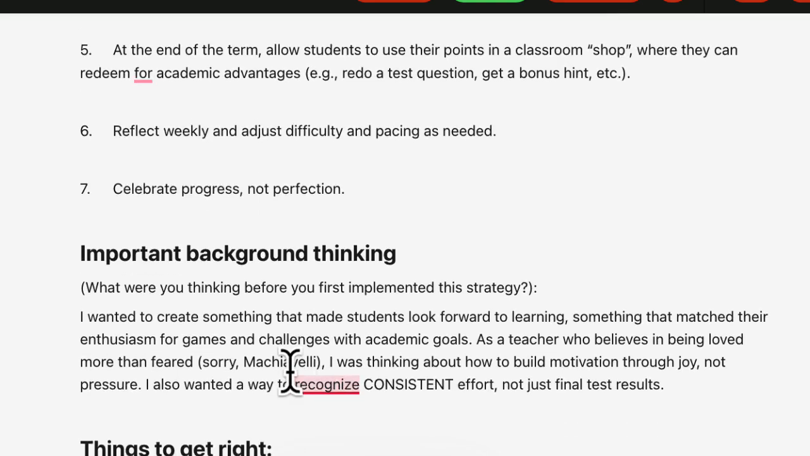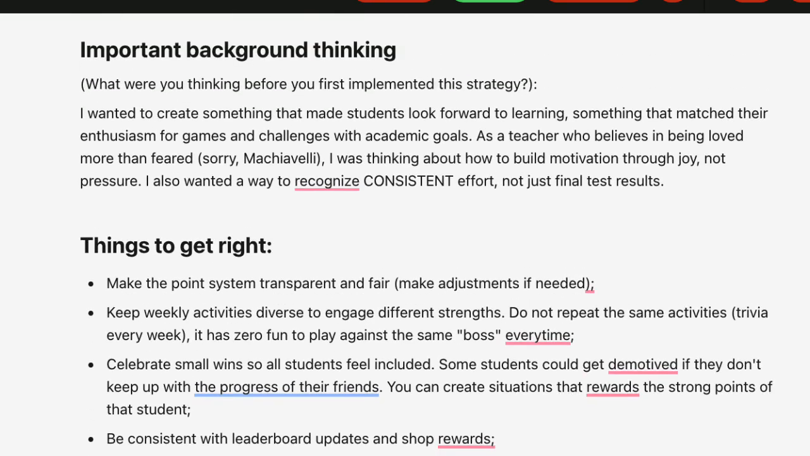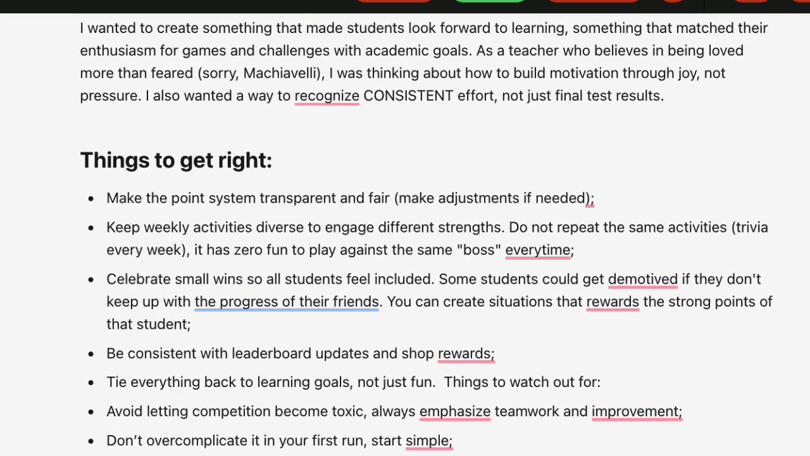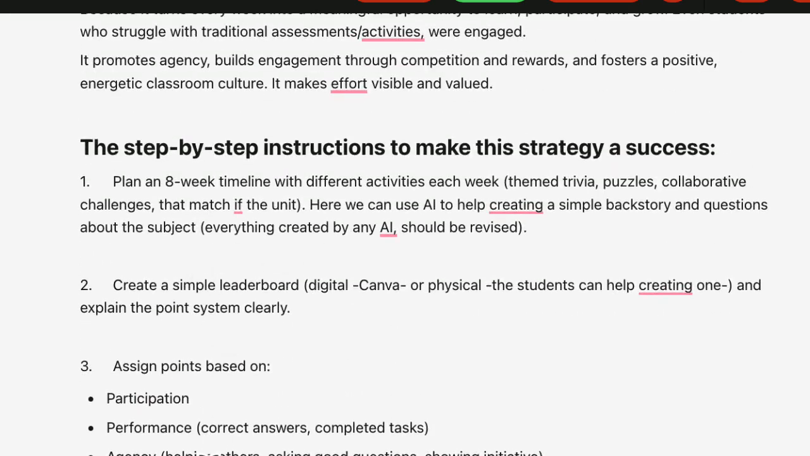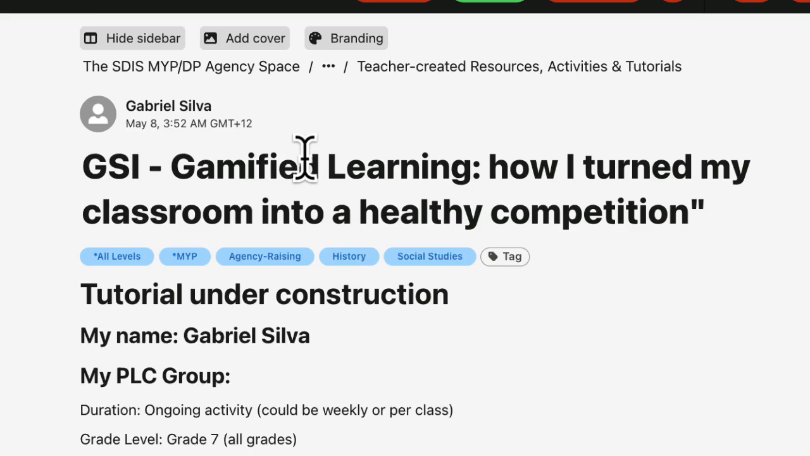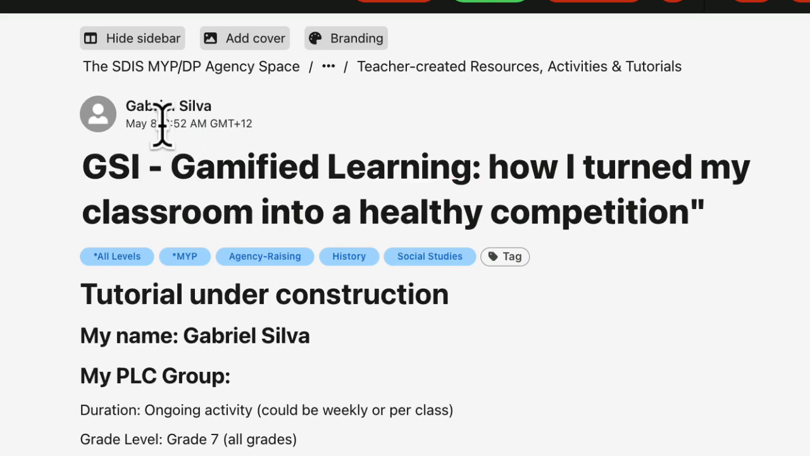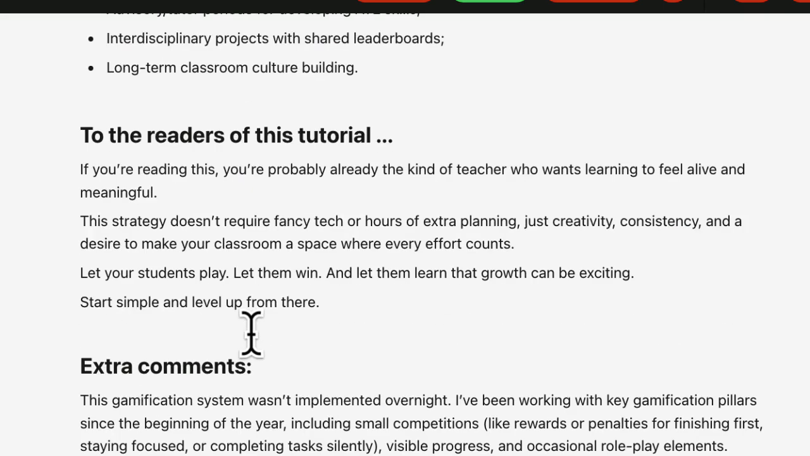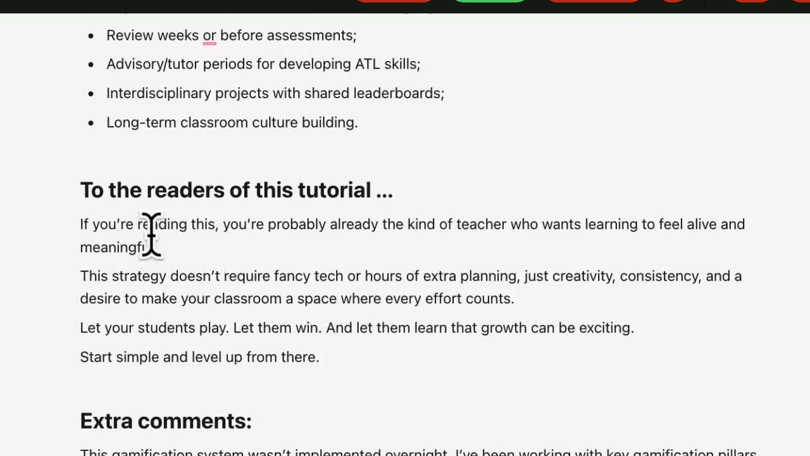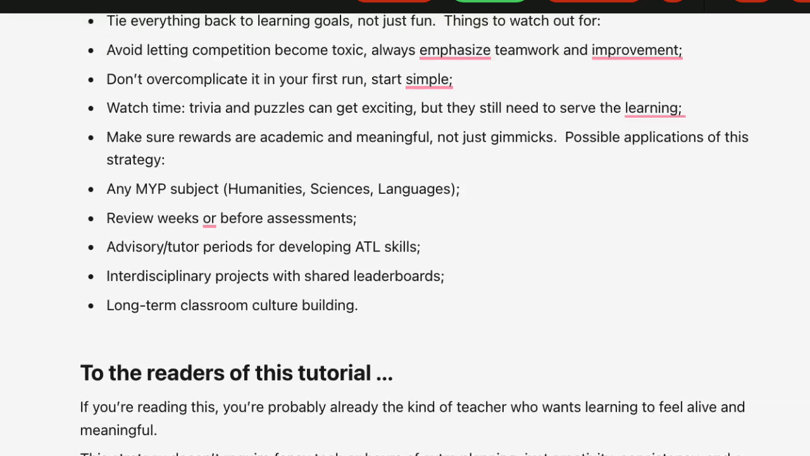Important background thinking, that's good. Things to get right. There's a lot of information here. This is not a criticism. I'm saying there's a lot of detail here which is kind of equivalent to the step-by-step instructions, which is good. I also like this bit. So who are we talking to here? Gabriel. So she's also, I'm sorry, I don't know if that's a male or female. Anyway, this person has given some extra insight into the readers of this tutorial. It's some more background information and extra comments, which is even more background information. So there's a lot of passion in this, which is fantastic.